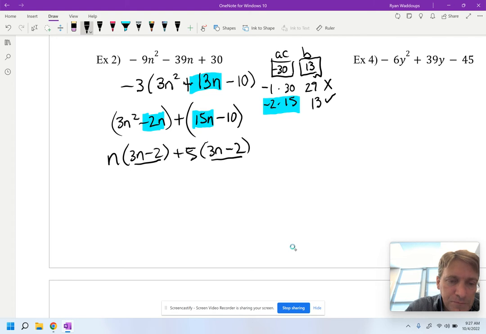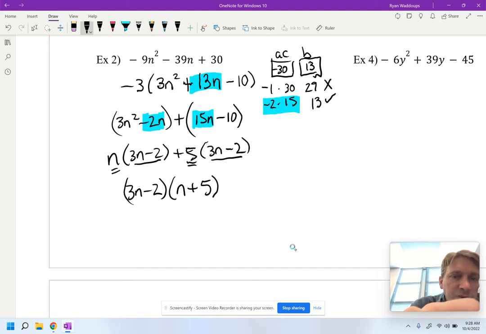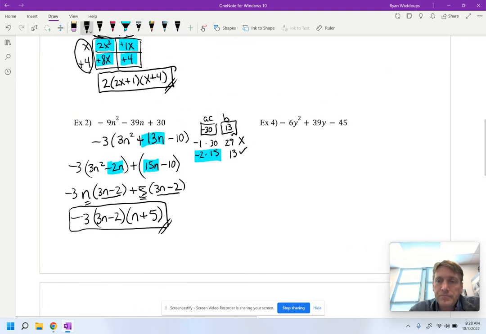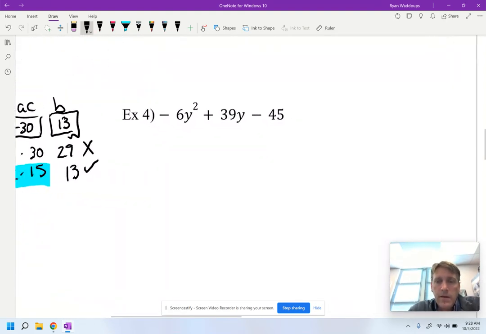And then I have that common factor of 3n minus 2. I can factor that out. 3n minus 2 times n plus 5. And the minus 3 that I'd factored out at the beginning, I can tack that on to each part along the way, and just include it in my final answer. Minus 3 times 3n minus 2 times n plus 5. All right.